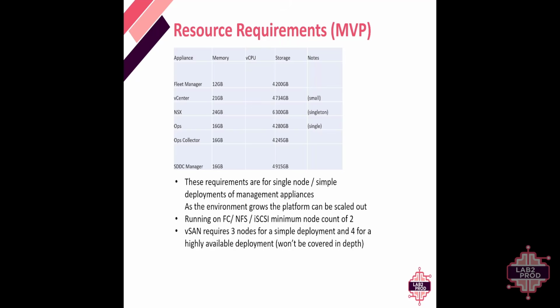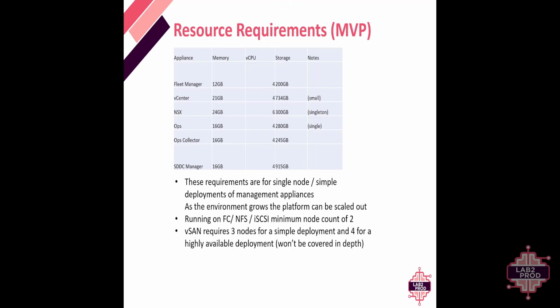Fleet Manager, in this case, is going to use 12 gigabytes of memory, 4 vCPU, and 200 gig of storage. vCenter, I deployed a small: 21 gig of memory, 4 vCPU, and roughly 734 gig of storage. NSX, 24 gig of memory, 6 vCPU, and 300 gig of storage, and that's a single manager, also called a singleton. For VCF Operations, 16 gig memory, 4 vCPU, and 280 gig, and the rest you can see there. Now, as I've already said, these are for a single node, simple deployment for the management domain appliances.